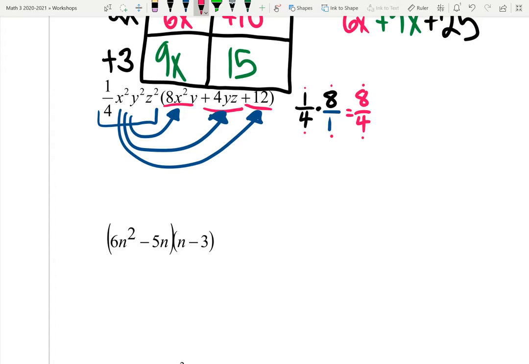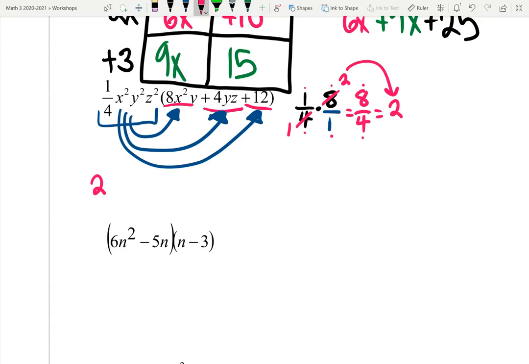I can also use the method to cross cancel to get, both 4 and 8 share a 4. 4 divided by 4 is 1. 8 divided by 4 is 2. What's 1 times 2? 2. Both ways get me to my answer. So I know that this first coefficient is going to be 2.